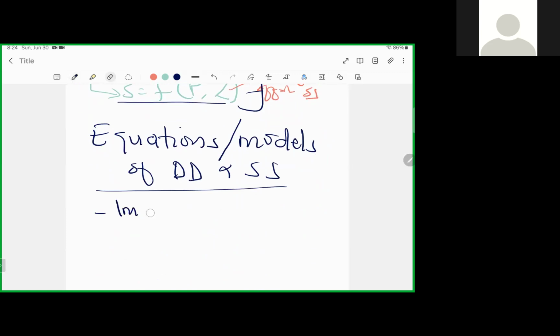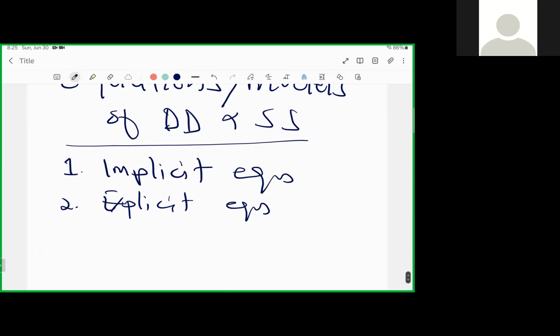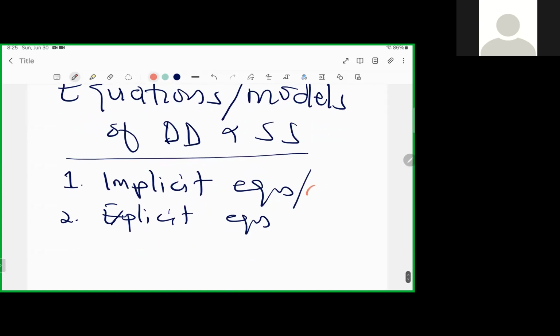So we have two types. One, the implicit equation, which means an implicit supply equation or implicit demand equation. The second one, we are looking at from an explicit form. So we have an explicit equation or model, which can be an explicit supply equation or explicit demand equation. Now, if you write in an implicit form, it means that you are writing it in a compact form.